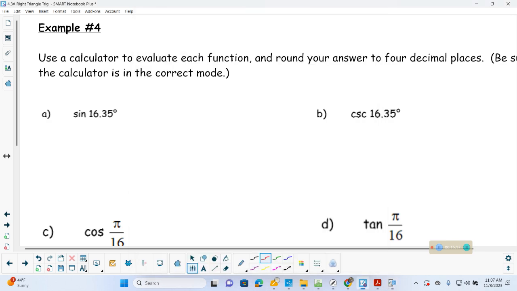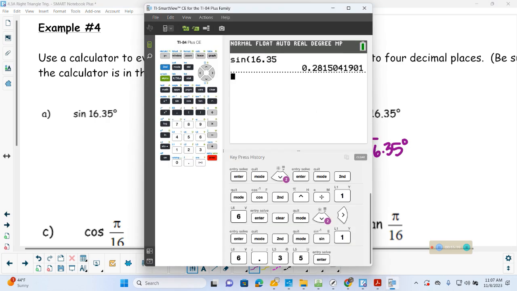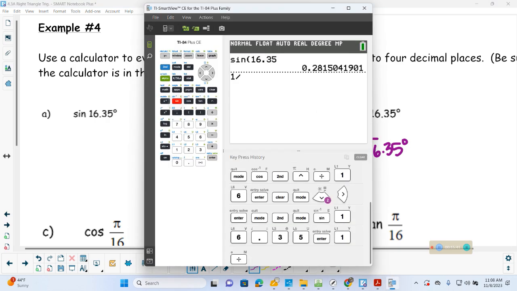Now, here we go. Cosecant. You do not have a cosecant button on your calculator. So this is where you have to know all those lovely little identities we started with way back in the day. Cosecant, of course, is the same as 1 over sine. So that's how I'm going to type that one in. I'm going to do 1 divided by the sine of 16.35.